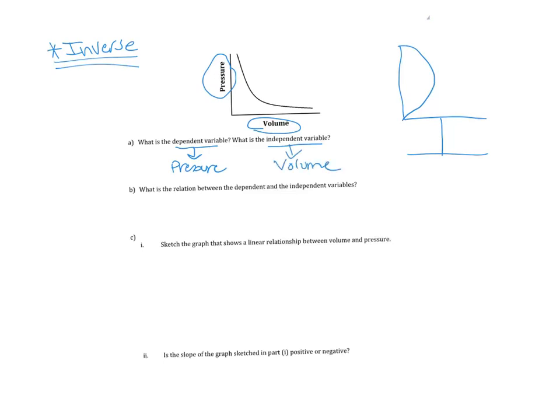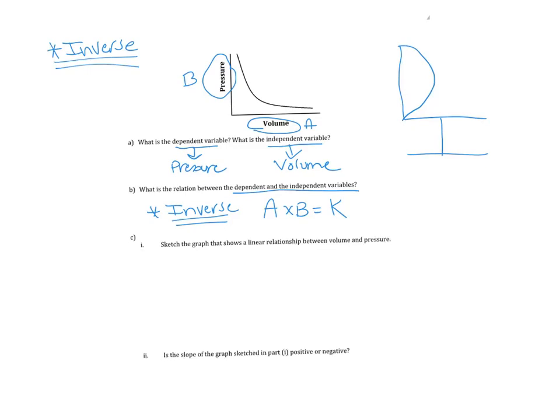Okay? What is the relationship between the dependent and independent variable? Is this a direct relationship or an inverse? A curve going down is an example of an inverse relationship. So if I make this A and I make this B, I can say A times B will always give me a constant K.